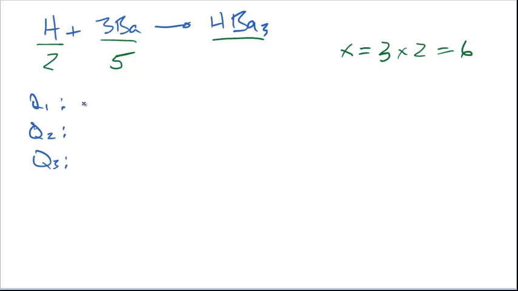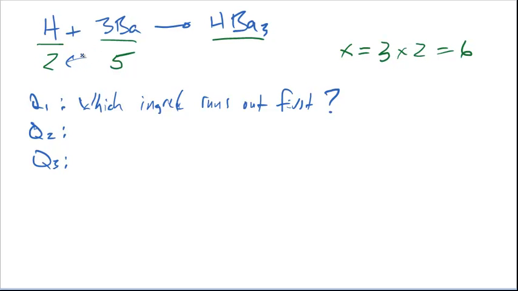Question number 1 is, which ingredient, pardon my writing, runs out first? Okay, so if you start with these amounts of ingredients and you begin to assemble the bacon burgers according to this stoichiometry, which ingredient are you going to run out of first? Okay, so that's a key question that we have to be able to answer in the context of chemical reactions.